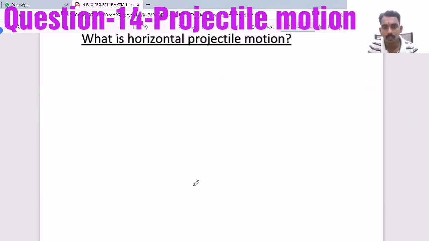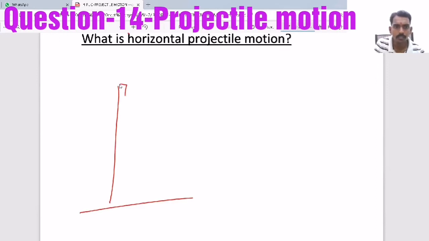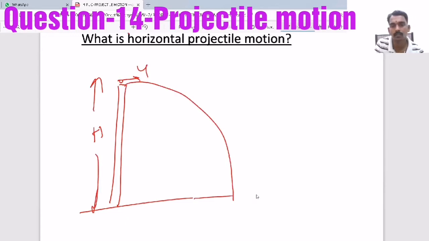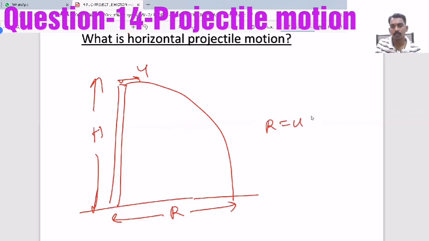Now, one more thing. As I said, what is the horizontal projectile motion? If you take a body and project it from a certain height h horizontally like this with an initial speed u, then it will go and hit the ground at some particular point at a horizontal distance r from the foot of the tower or building. That horizontal range formula is u into time taken, and the time taken is under root 2h by g. This is the same as free fall.